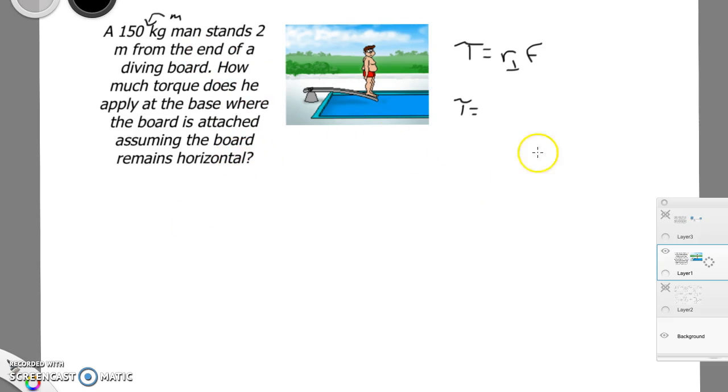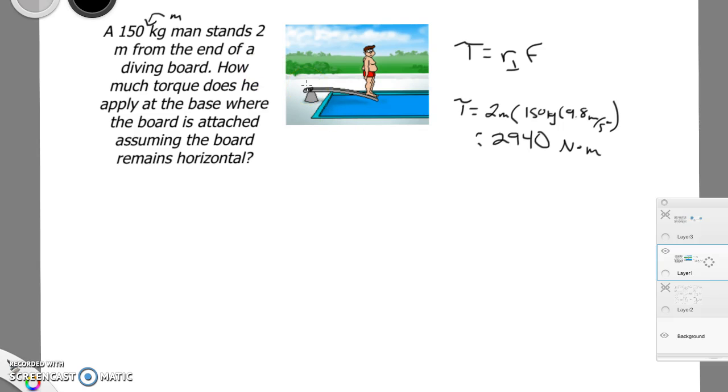So you should have multiplied the radius of 2 meters by the force, which was the weight, mg, so 150 kilograms times 9.8 meters per second squared. You should get about 2,940 newton meters. That would be the torque exerted by this person.